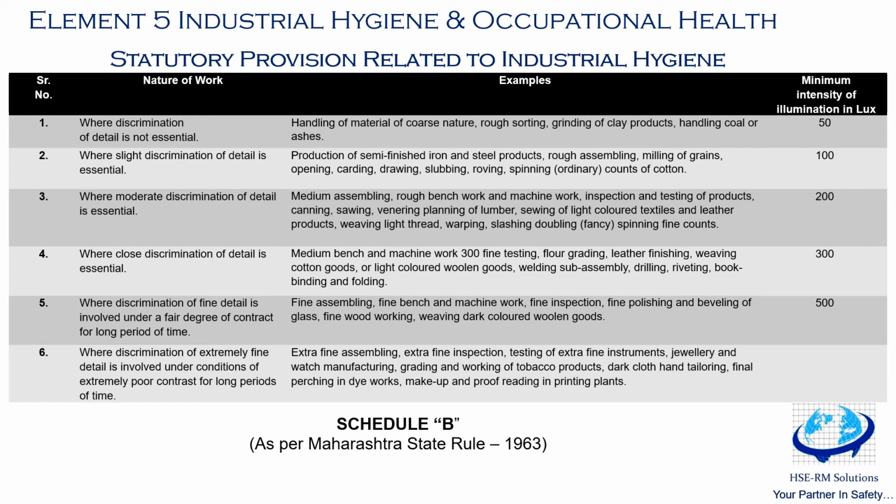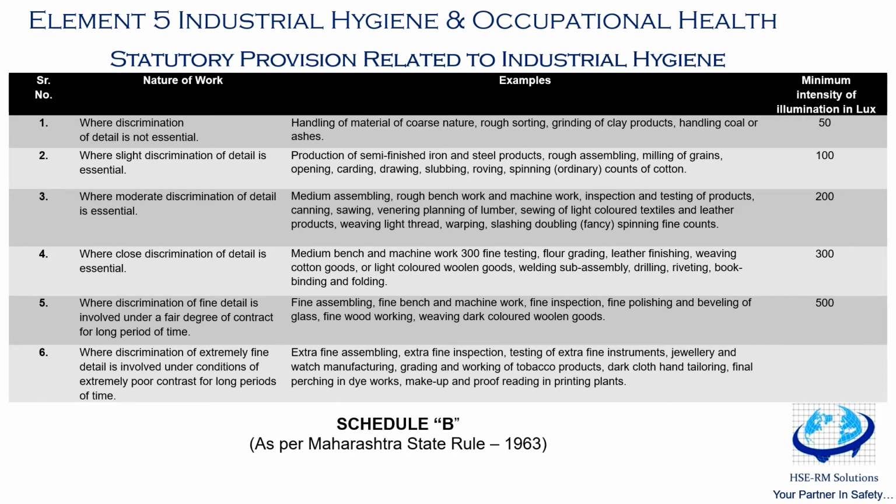Now where moderate discrimination of details is required, where you need to observe something, right? So where medium assembly or rough bench work or inspection or testing, where you need to observe, you require around 200 illumination. So where close discrimination of details is essential, where medium bench and machine work, fine testing floors, grinding, lathe finishing, weaving, where detailing work is required to be done, there you require 300 illumination.